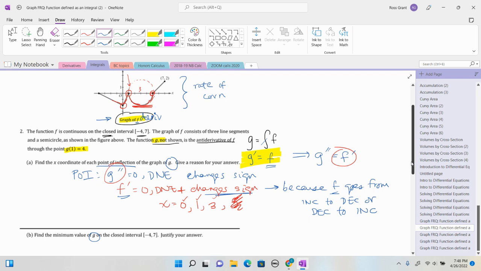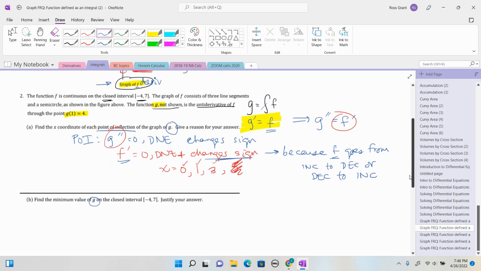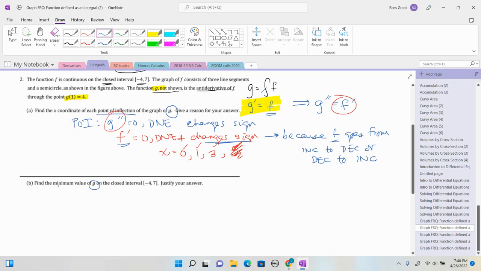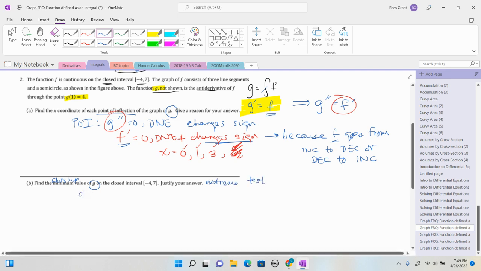Okay, we want the minimum value of g on the closed interval. So minimum, they don't say relative, so we can assume absolute. And for absolute minimum, we're going to use the extrema test. All right, how do we do the extrema test again? Well, we find the critical values of the function we're interested in. So we're interested in g, so that would be when the derivative of g is 0 or DNE. And we're going to do a table: left point, right point, critical numbers.